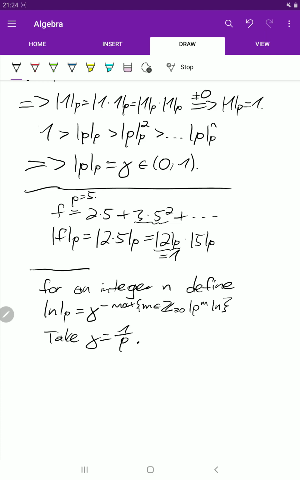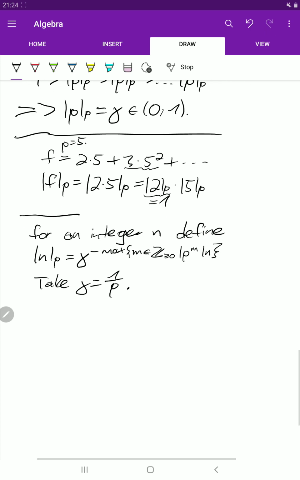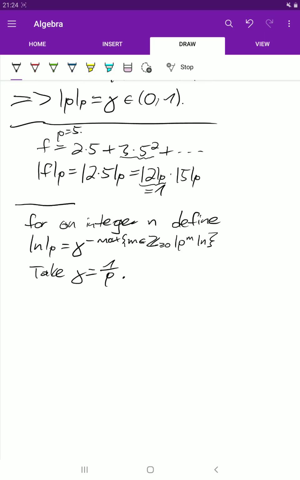That's just for convenience. So if you know about it, that's because we want to have for rational numbers adelic norm 1, but if you don't know what that is, don't worry about it.